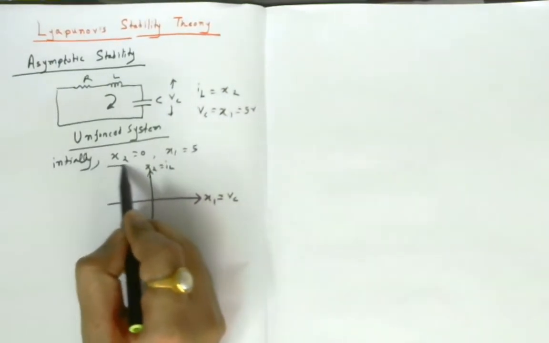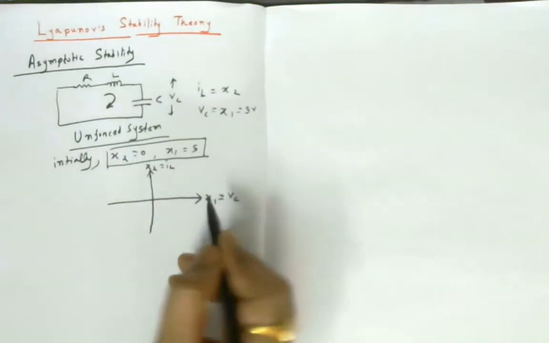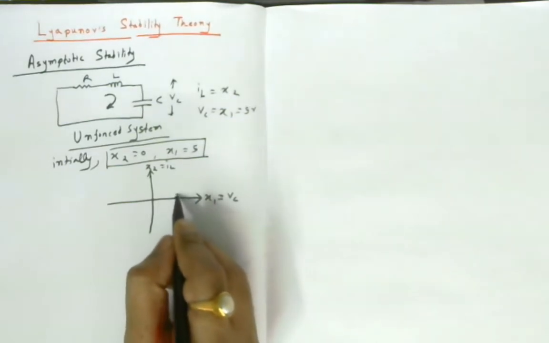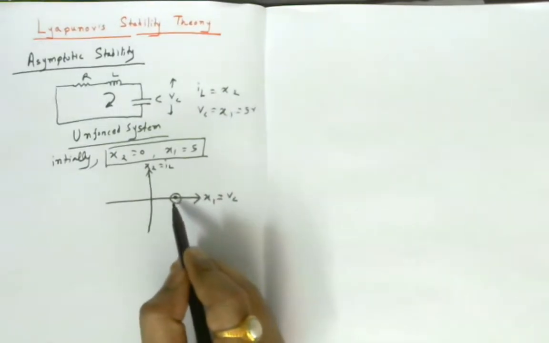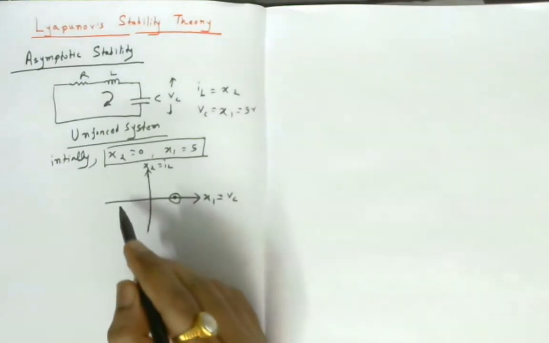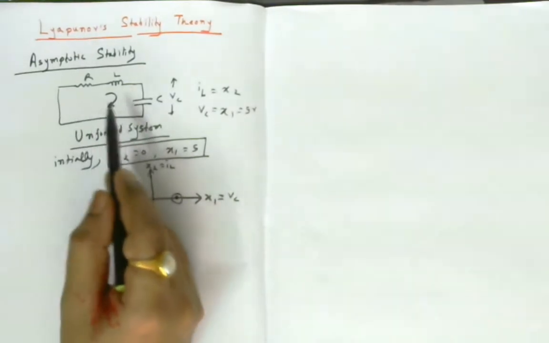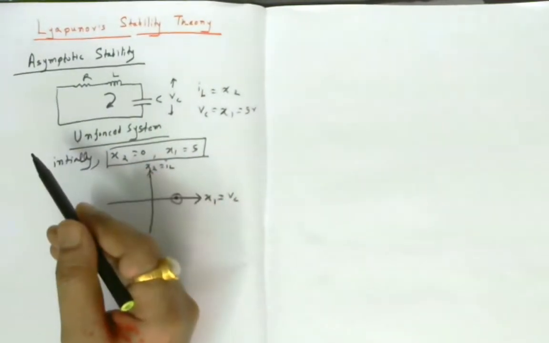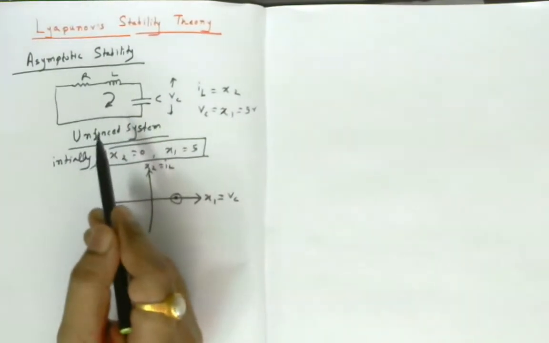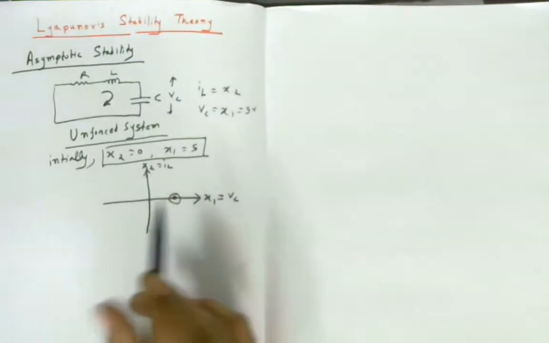If I consider this initial condition, that x2 is 0 and x1 is 5, then (5, 0) is my initial point. So your trajectory will start from that point. I don't know where it will go. You have to find the equilibrium point. After applying KVL, you have to find the differential equation. Then, as you know, you have to determine the expression for the slope of the trajectory, and from the slope you have to check for which values of x1 and x2 the slope becomes indeterminate, and that will be the equilibrium point.